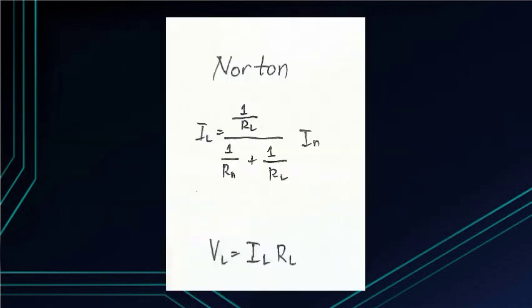The formula in Norton's for the load current is IL equals (1/RL) over (1/RN plus 1/RL) times IN. And using Ohm's law, VL is equal to IL times RL.